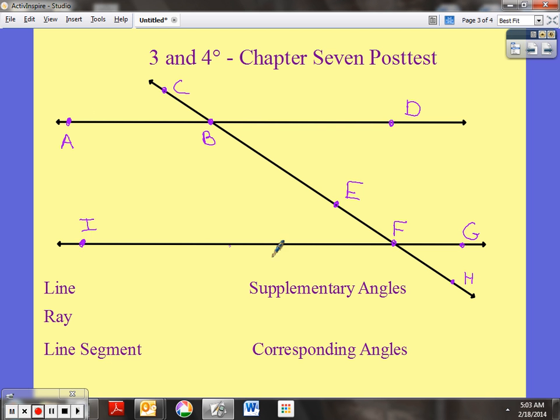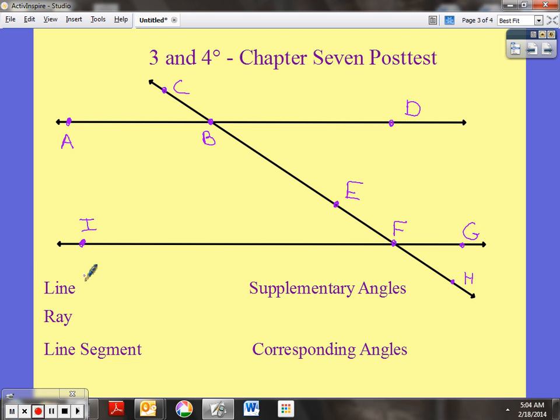I have this plane, which has several points on it, and has made several lines, rays, and line segments. We can find supplementary angles on here, and corresponding angles. We cannot find complementary angles because there's no perpendicular transversal. But let's take a look first at lines.